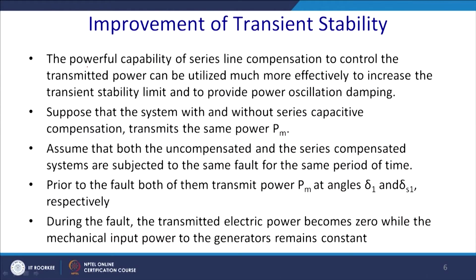Now, let us talk about the transient stability. The powerful capability of the series line compensation to control the transmitted power can be utilized much more effectively to increase the transient capability. If there is a sudden load change, then transients come into the system. Accordingly, you can change the power handling capability of the line dynamically. That we will see when we discuss the devices that actually do the job.